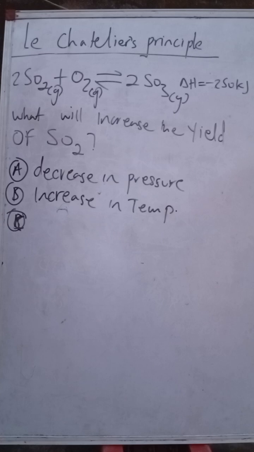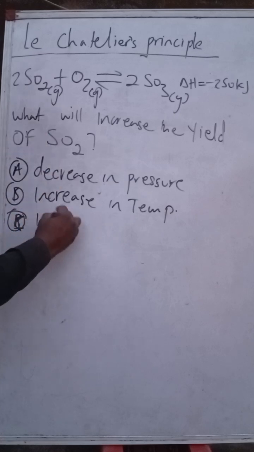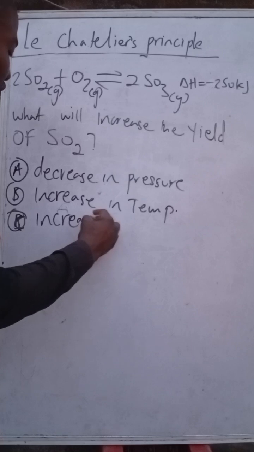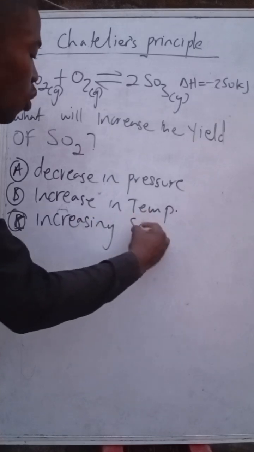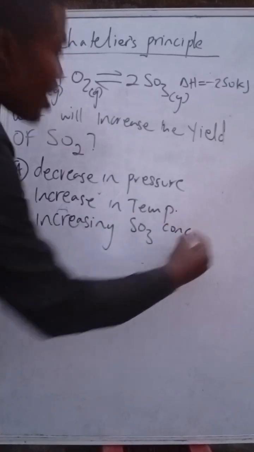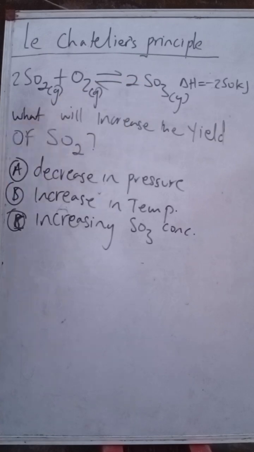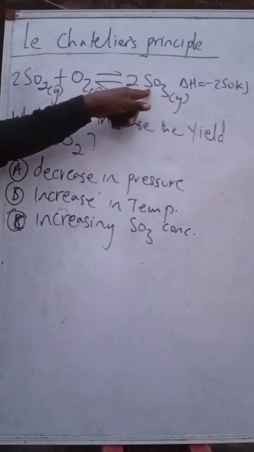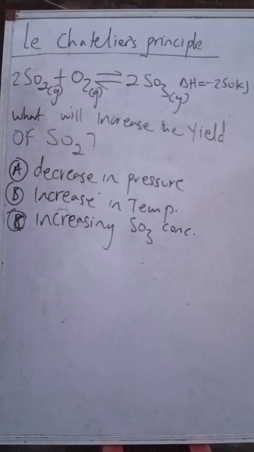Now, what will favor the production of more SO2 in terms of concentration is increasing the SO3 concentration. If I increase the concentration of a product, more reactants will be formed. So at this point in time, we'll call it a day for this video.